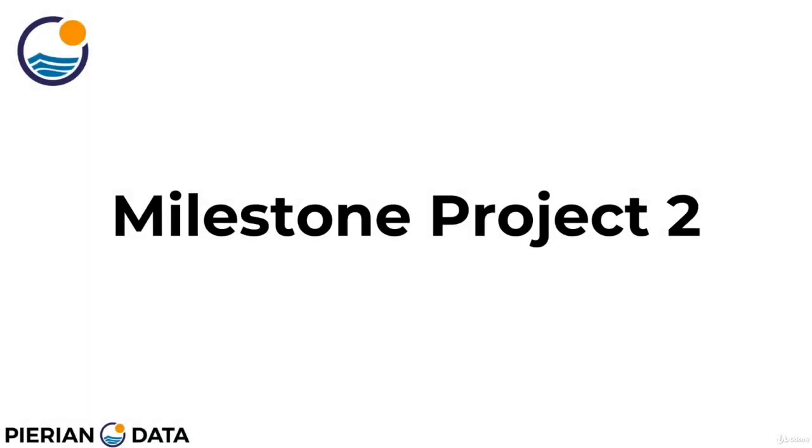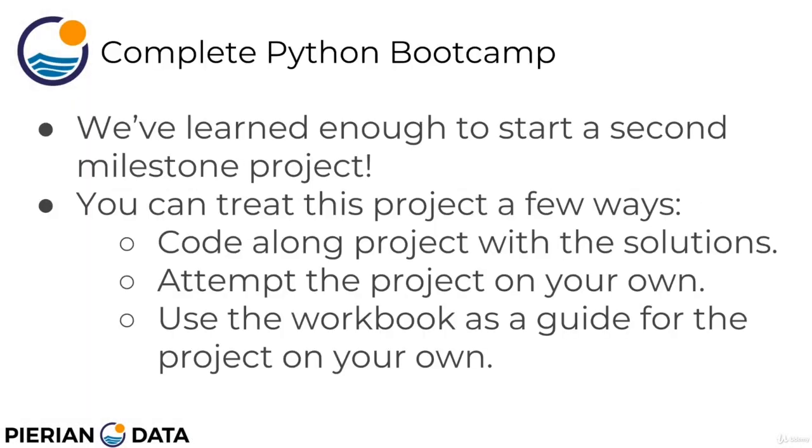Welcome back, everyone, to your second milestone project. So we've now learned enough about Python with object-oriented programming, errors and exception handling, as well as functions, enough to actually start a larger set project. And in this case, it's going to be our second milestone project where we're going to be creating a blackjack game with Python.